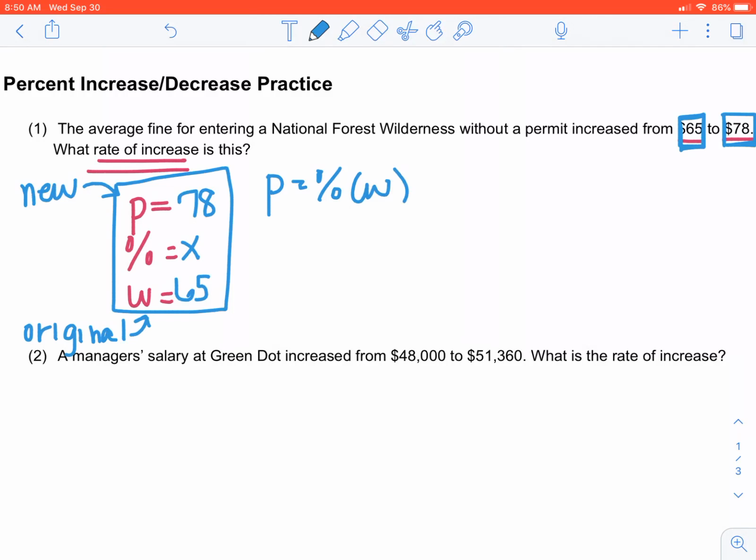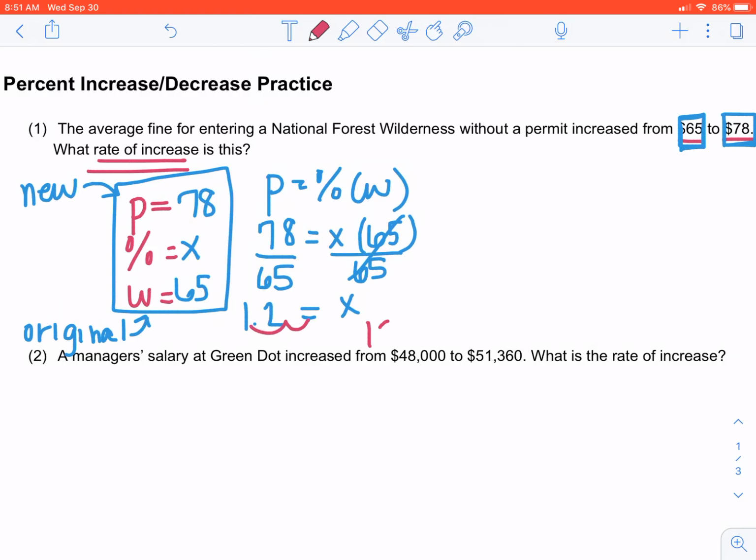Now let's set up the equation to solve. So part equals percent times whole. So 78 is equal to x times 65. Now we want to solve for that. We want to get x by itself, which means we need to divide both sides by 65. So I'm going to take my calculator. I'm going to do 78 divided by 65, which gives us 1.2. Now that's not our answer. We got to make sure that that is a percentage, so I'm going to go over twice, which makes it 120%. Still not our answer.